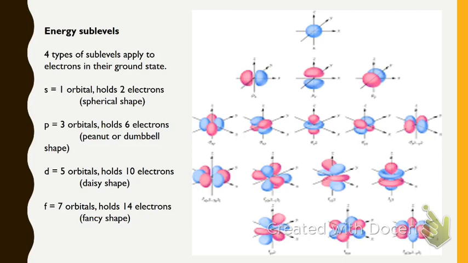We call it a spherical shape. The P sublevel has 3 orbitals, holds 6 electrons. Each orbital holds 2 electrons. Okay, so each one of these shapes that we're showing around the XYZ axis is able to hold 2 electrons. The D holds 5 orbitals for a total of 10 electrons, and the F holds 7 orbitals for a total of 14 electrons.